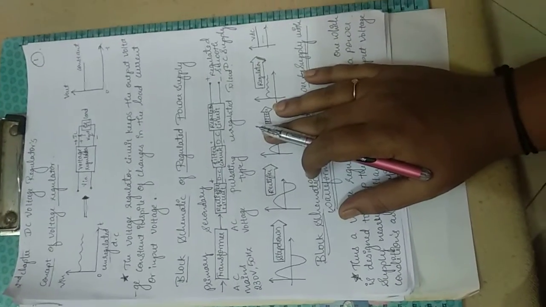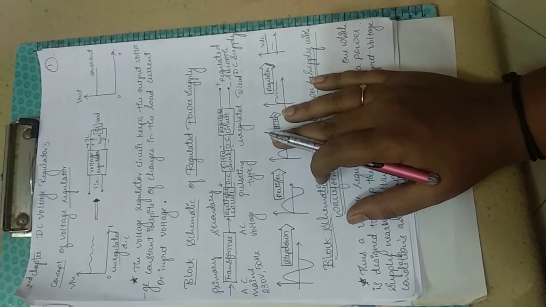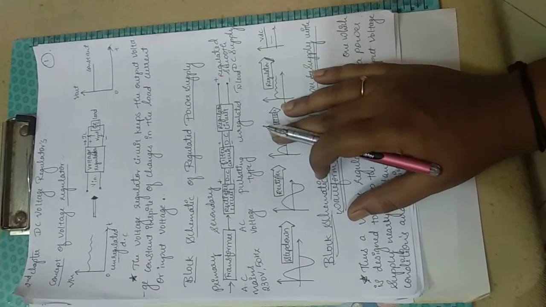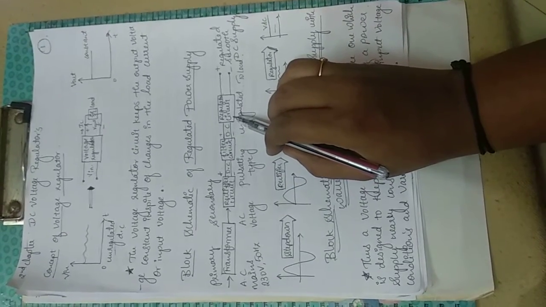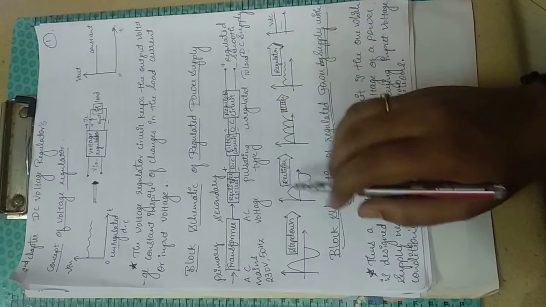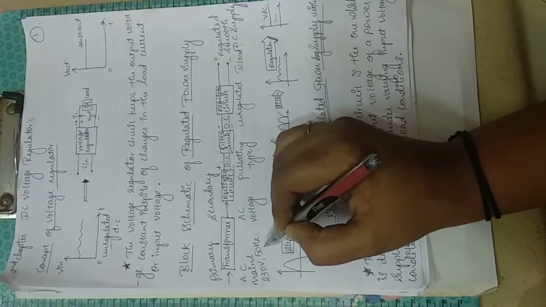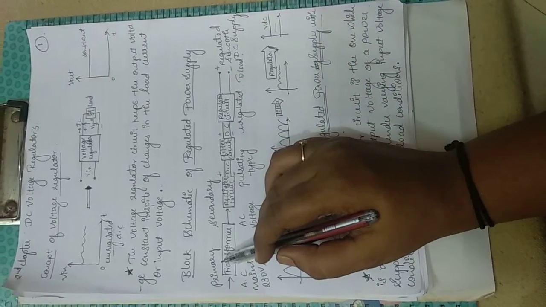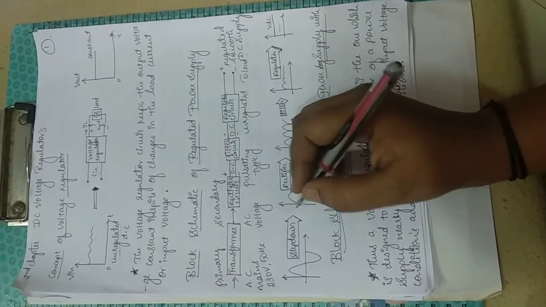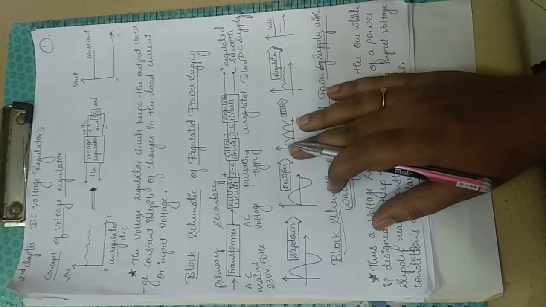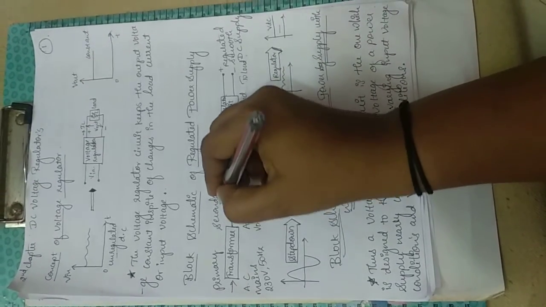So this is a block diagram of a regulated power supply, which consists of various stages, that is transformer, rectifier circuit, filter circuit and regulator circuit. The AC voltage, 230 volt 50 Hertz, is connected to the primary of the transformer. The transformer steps down the AC voltage. With a suitable turns ratio, we get the desired AC secondary voltage.